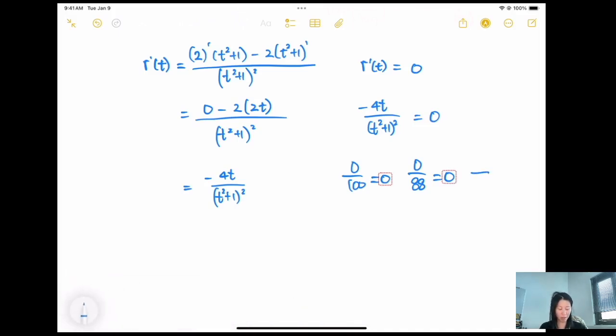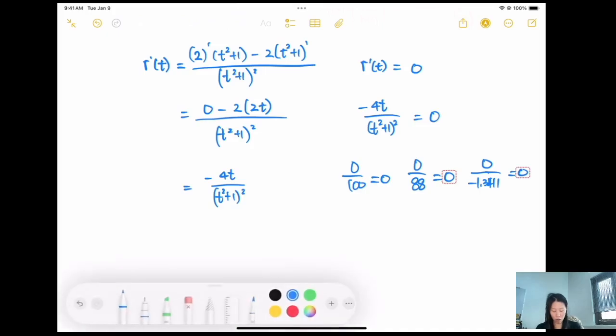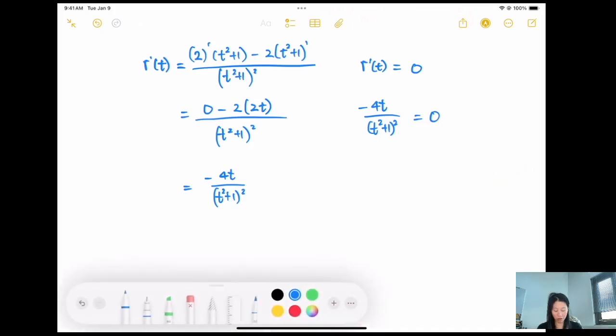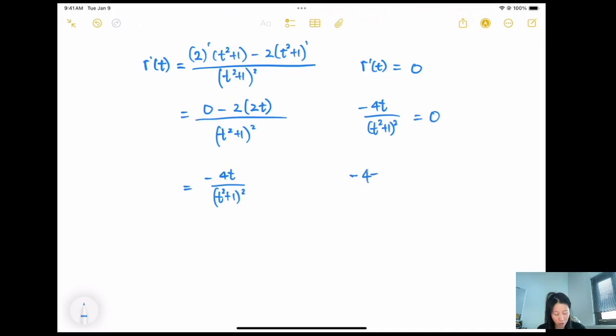The denominator can be negative 1.3411 over 0. They still give you a 0. So that means we don't need to worry about the denominator. If the whole fraction equals 0, that means negative 4t, the numerator, equals 0. So that means t equals 0 is our critical point.